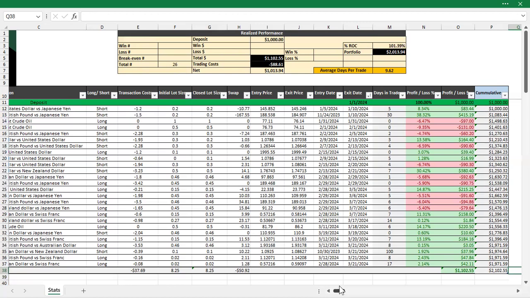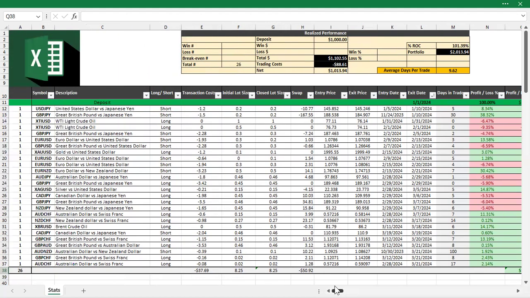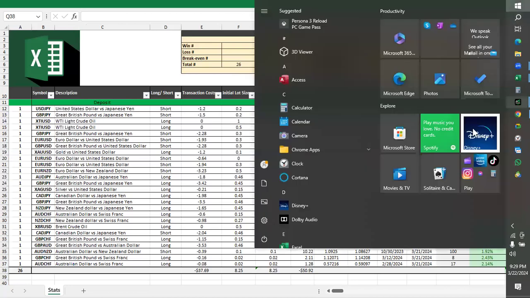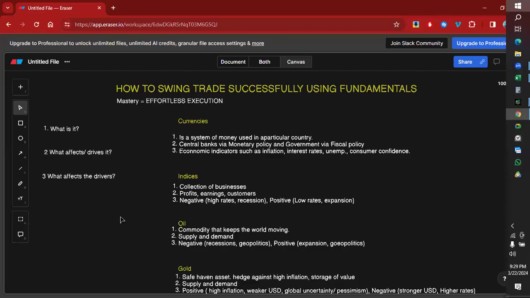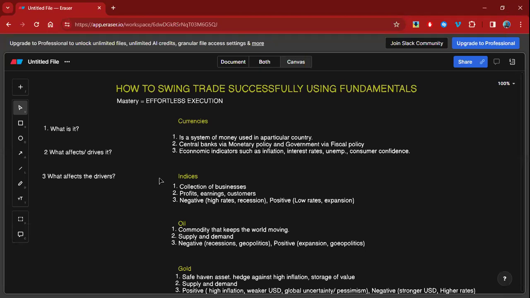So this is the spreadsheet that I actually use to track all my positions that I've executed so far in 2024. And of course, this is all based on fundamentals, right? By saying based on fundamentals, I generate the trade ideas from an understanding of fundamentals, based on everything that I've just explained to you guys during the first half of this webinar.